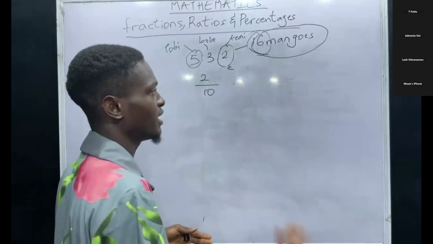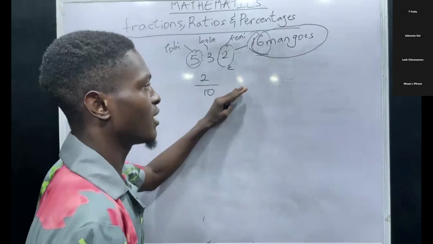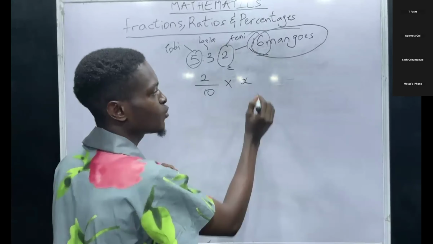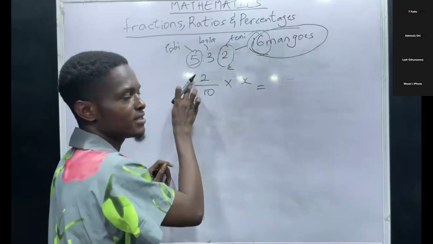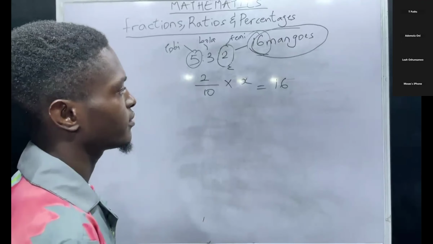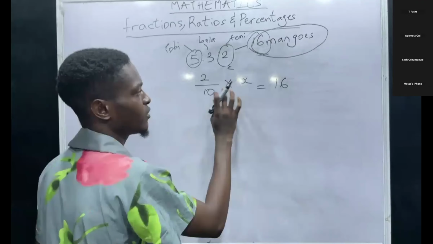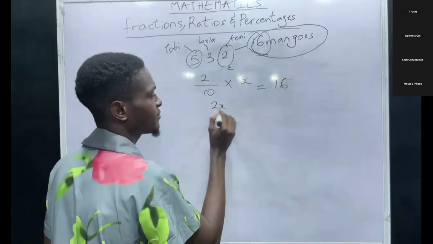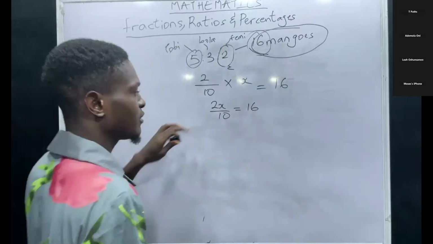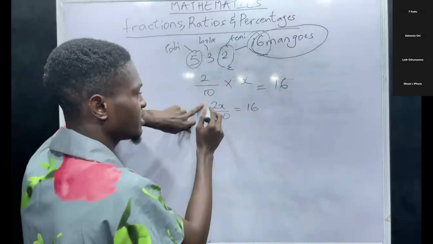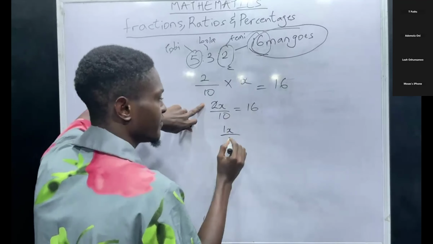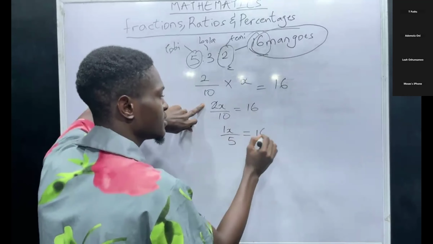So looking at this part, since we don't have the total mangoes, what do we do? I'm representing the total mangoes with X. Then I'm equating it to the amount of mangoes this lowest person is collecting, which is 16 mangoes. You get it up to this point? Yes, sir. All right, multiplying, 2 multiplied by X is 2X divided by 10 equals 16. Now I said we can further break this down. 2 can divide both sides. So 2 divided by 2 is 1, so I have 1x here. Then 2 divided by 10 is 5. I have 1x over 5 equals 16.